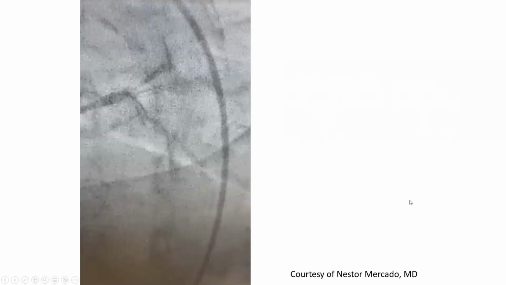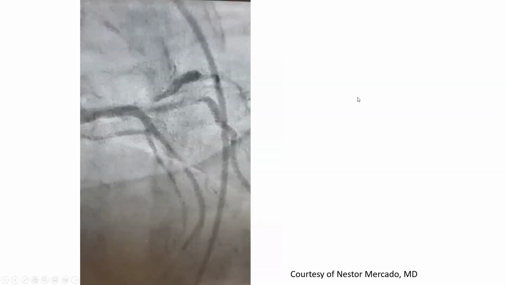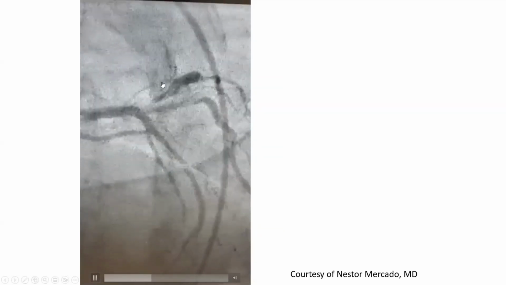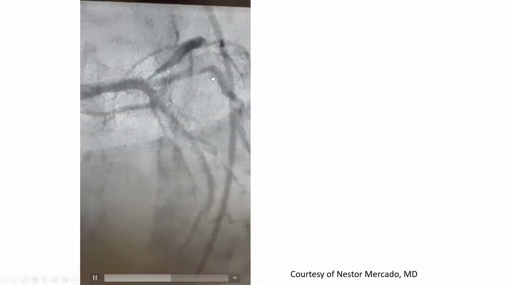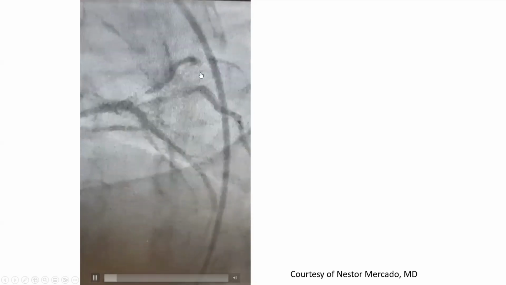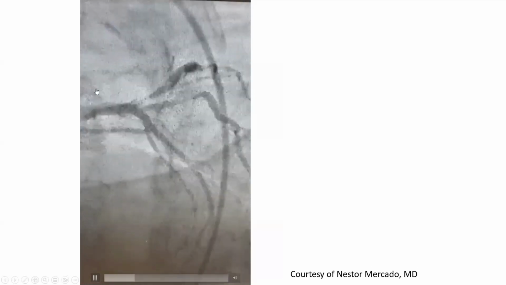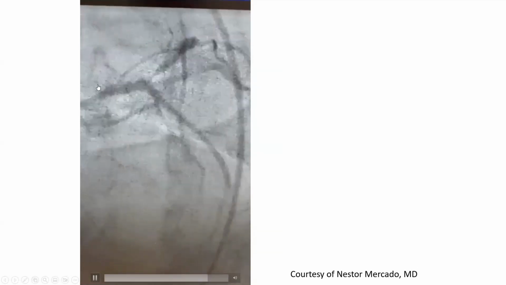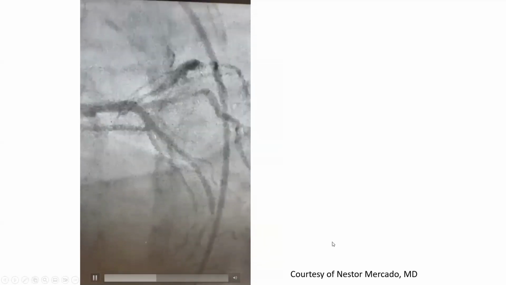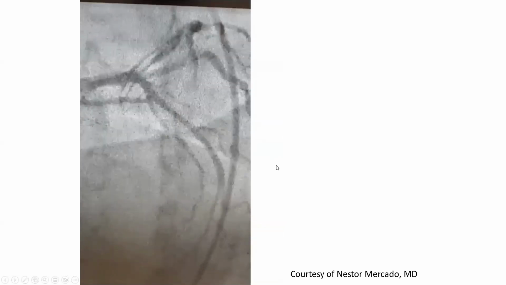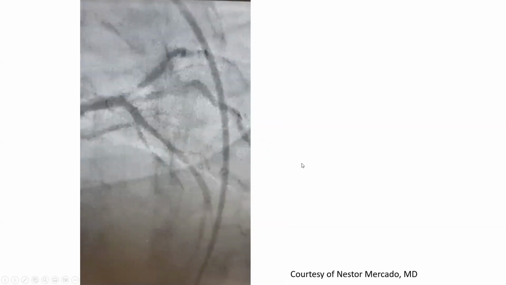This is a case shared with me by my friend Nestor Mercado. This is a dialysis patient with complex, long ostial to proximal calcified LAD disease and long calcified severe ramus disease. Along with that, there is at least moderate left main disease, particularly significant at the ostium with ventricularization. This patient eventually chose to go to bypass surgery, which is the best approach, but we did discuss how to do it percutaneously.